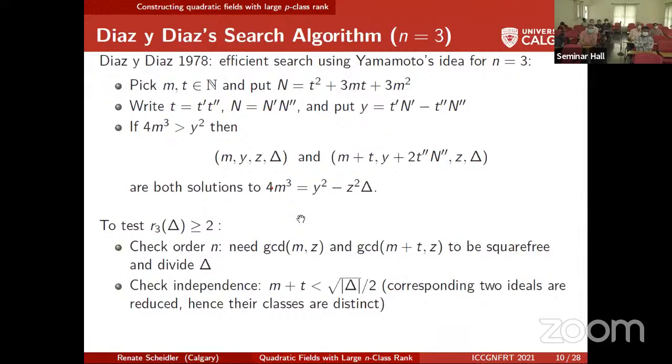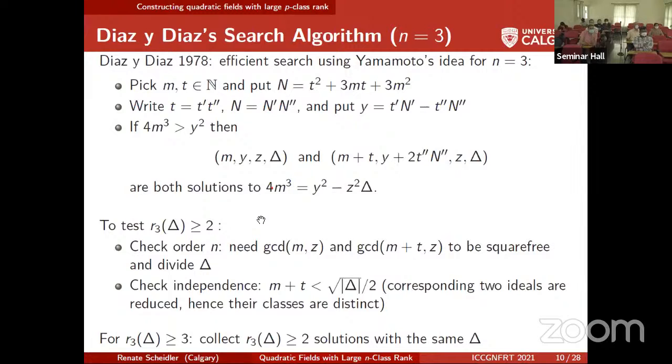And then when you have that, you check the independence by taking the bigger of the two norms and checking that it satisfies this bound. Because then the corresponding ideal is a reduced ideal, and the one with M is even smaller, it's also a reduced ideal. So now you have two distinct reduced ideals, so they have to represent distinct ideal classes, because each ideal class contains a unique reduced ideal. And now you know you have two independent ideal classes, and so you have a 3-class rank of at least 2. Okay, so this was his idea.